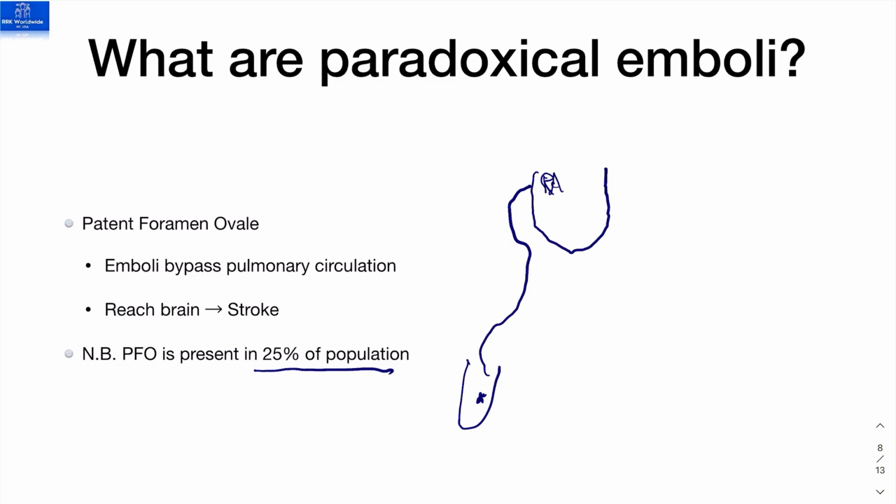You're a born artist. And as you can see, the embolus would go into the right atrium, and then through this atrial septal defect, the PFO in this case, it would go into the left atrium, and then it would be pumped through the aorta and through the carotid into the brain, which would lead to a stroke.